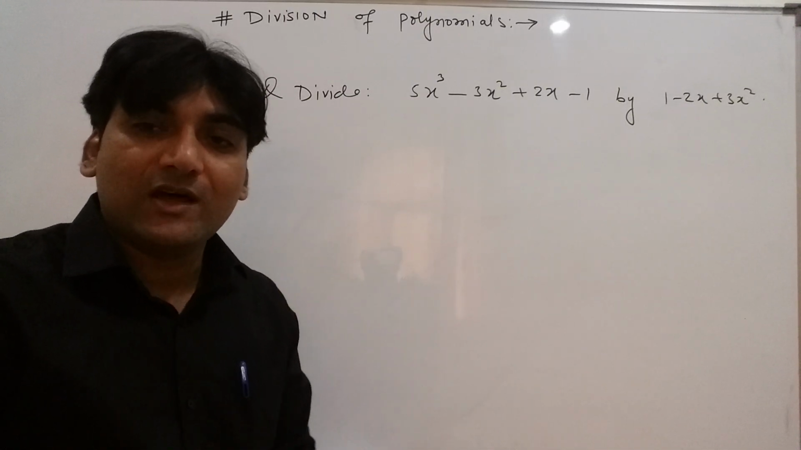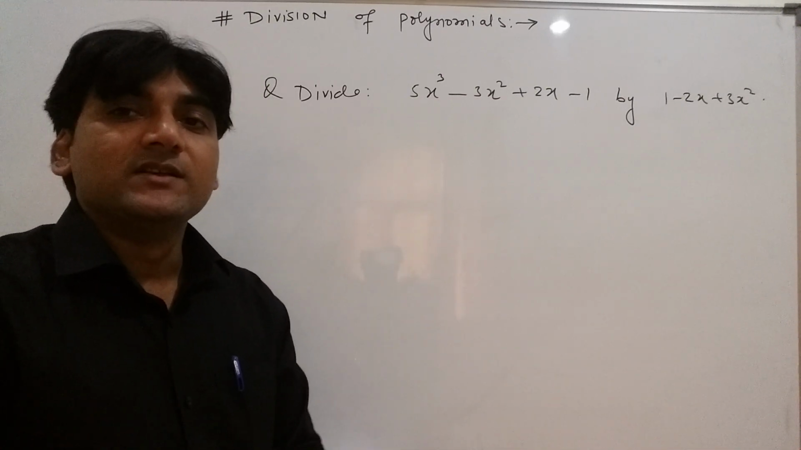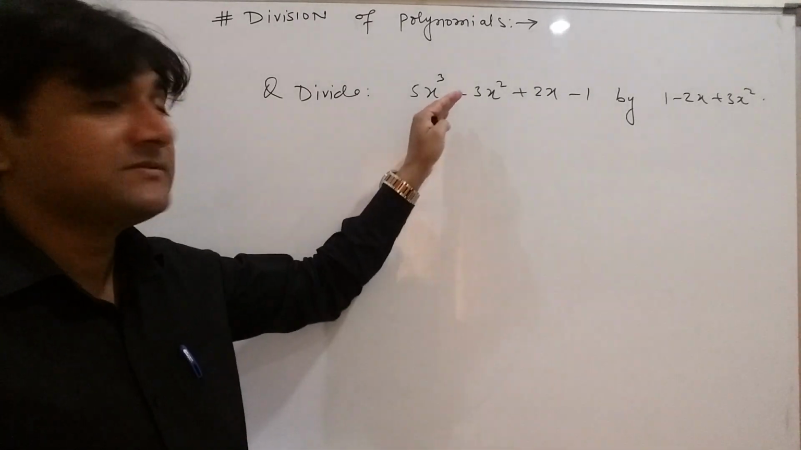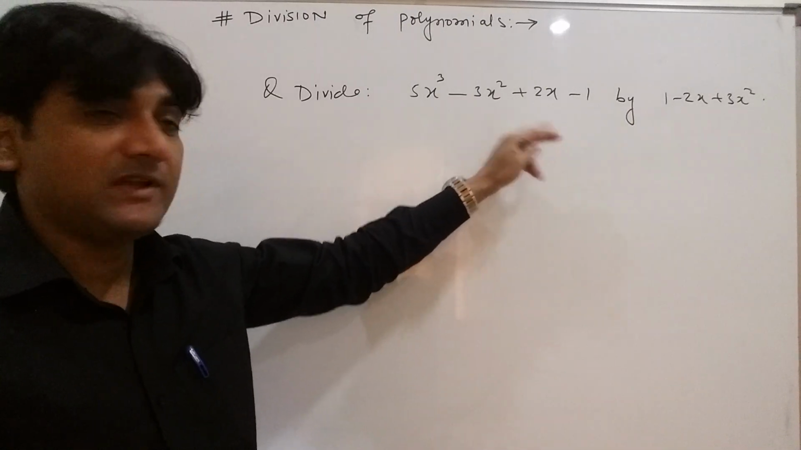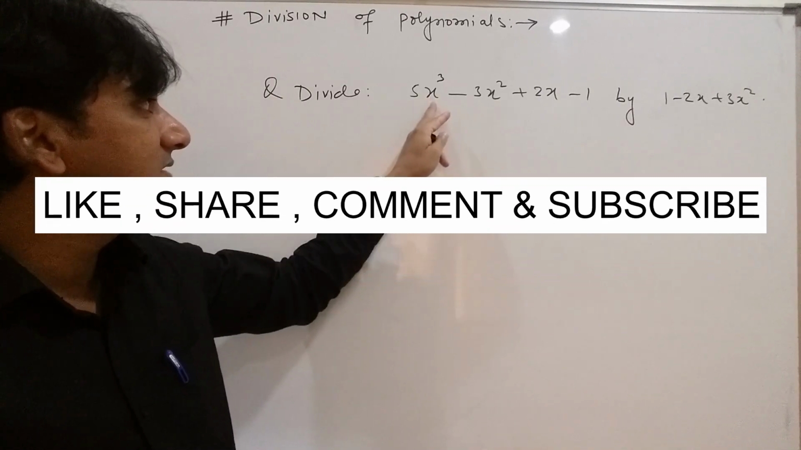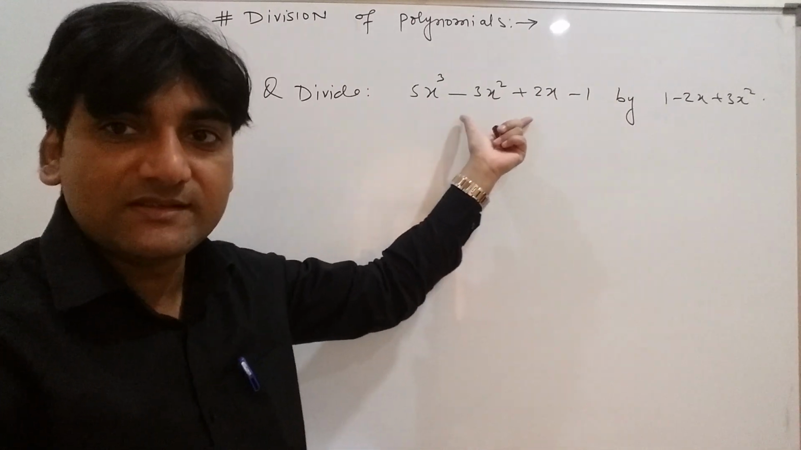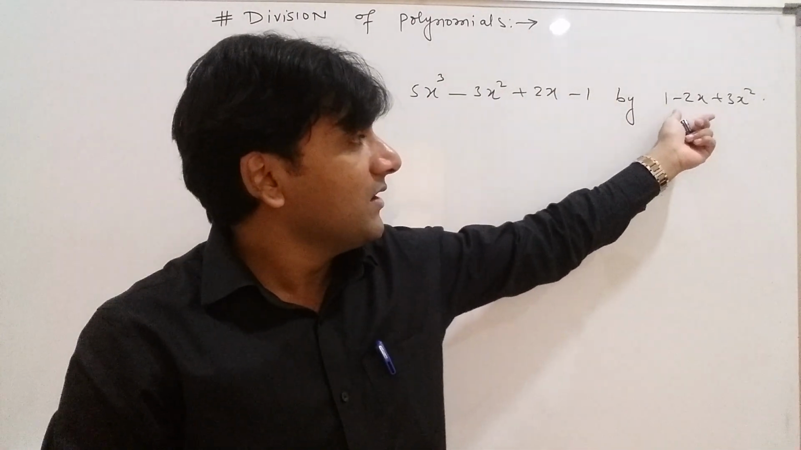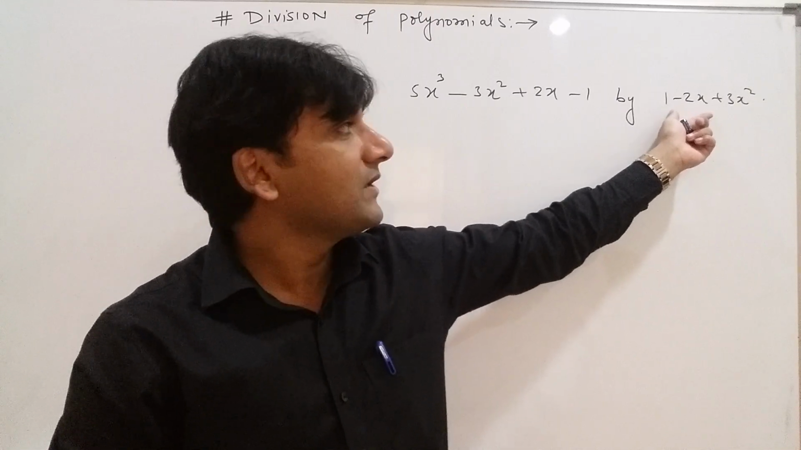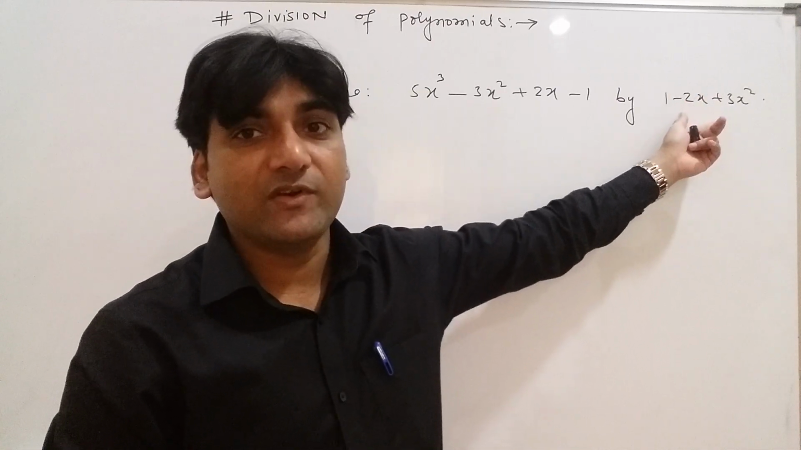What are the procedures? What are the steps we have to keep in our mind before solving this question? So first step or first condition, polynomials must be arranged. We have to check whether it is arranged or not in decreasing power of x. So this is 5x cubed, highest power, then x squared, then x, then constant. So it means this is arranged. While this expression is not arranged, because highest power must be written first, then x, then constant. So first of all we have to arrange this.